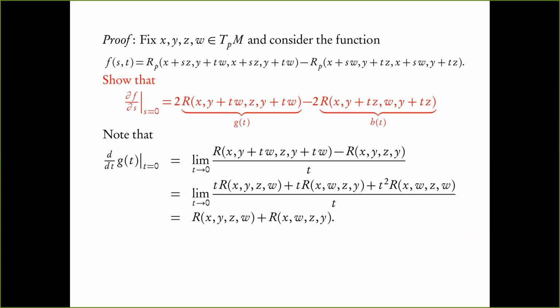So g prime 0 is this, and you can similarly show that h prime 0 is going to be R(x, y, w, z). So the wz interchanges with zw from the g prime 0, and then R(x, z, w, y). So the w and the z have interchanged between g and h. Whatever the expression for g prime 0 was, in h prime 0 you interchange w and z. Any questions?